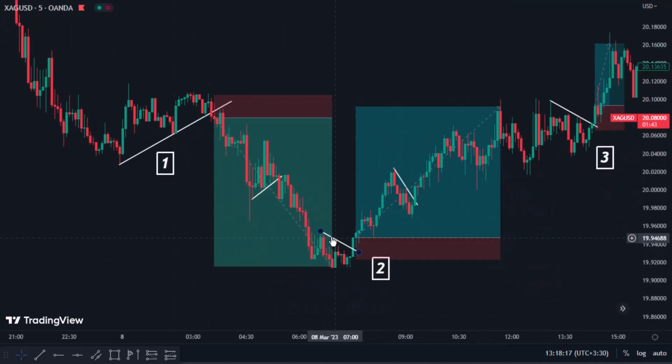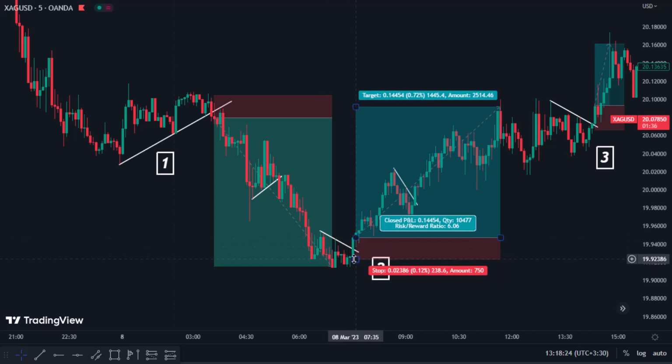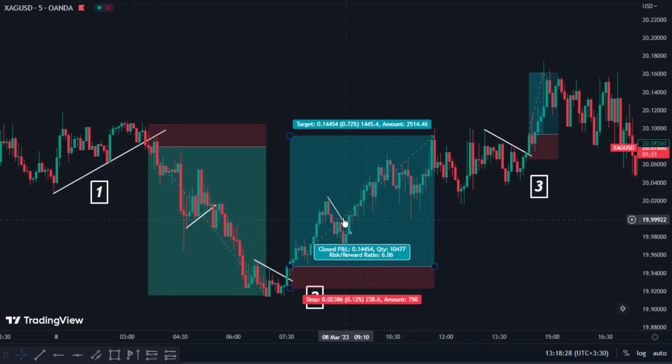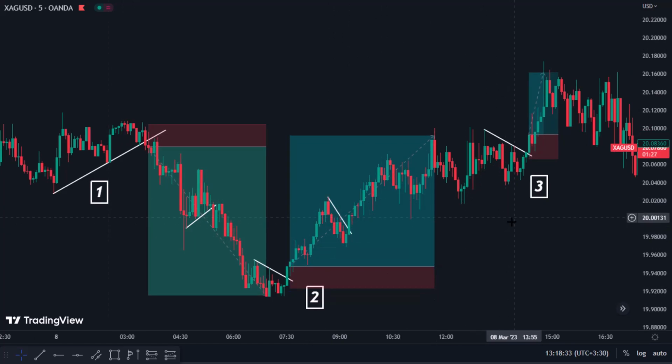On the second position we have a trend line with 3 touches. On the first time it is broken here, we enter the buy position, put our stop loss below the candle, and it gives us a reward of 6 here. We could also enter a buy position on this trend line with this breakout too.